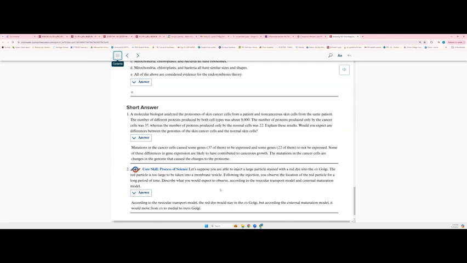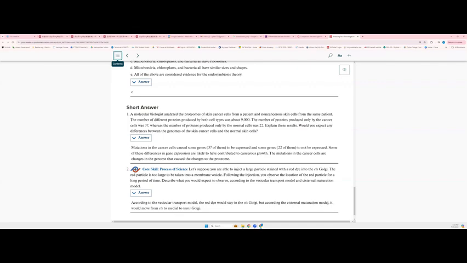Okay, because this red particle is too large, it cannot get into the membrane vesicle. Which means it will stay in the cis, right? Because it cannot go into the membrane vesicle, it cannot move, right? So it will stay in the cis Golgi. It cannot move. According to the cisternal maturation model, it will move.